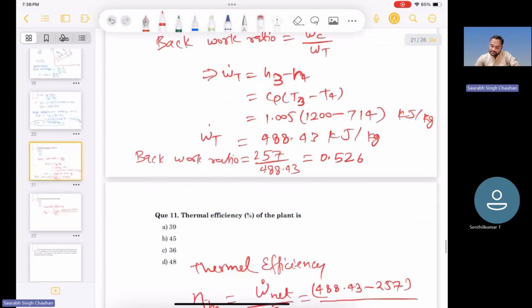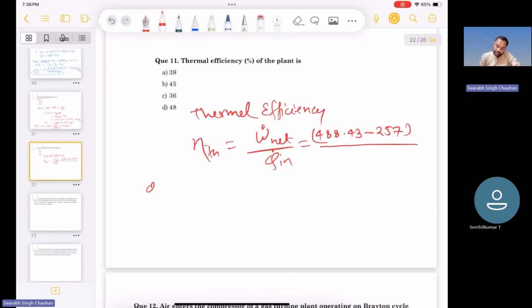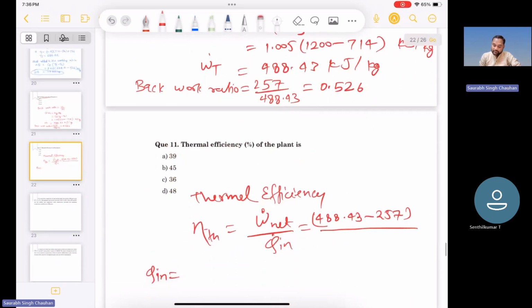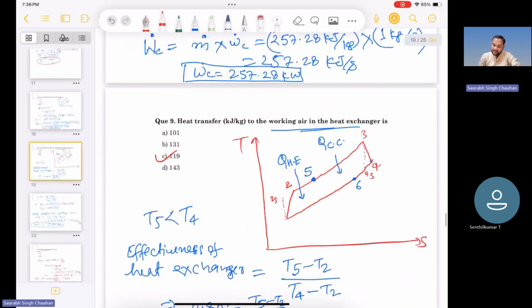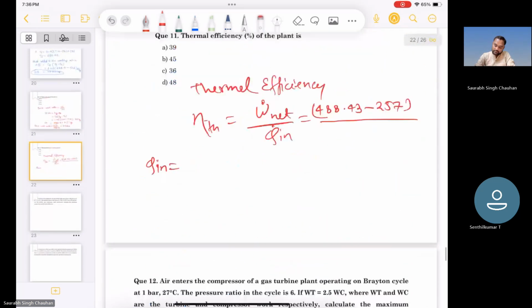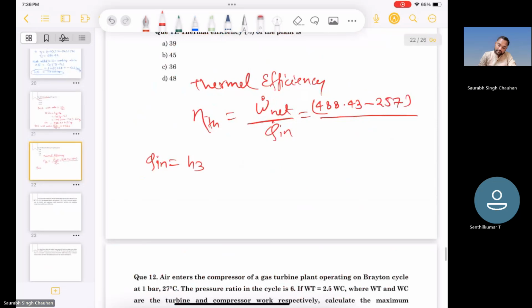Okay, we did not calculate it, so let us calculate it. So what will be the net heat input? Heat is being added from 5 to 3, right? Because 2 to 5 it was preheating in the heat exchanger. Now 5 to 3 it is heat input by fuel in the combustion chamber. So heat input will be H3 minus H5. It will be Cp (T3 minus T5).